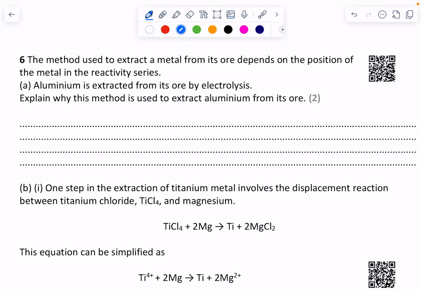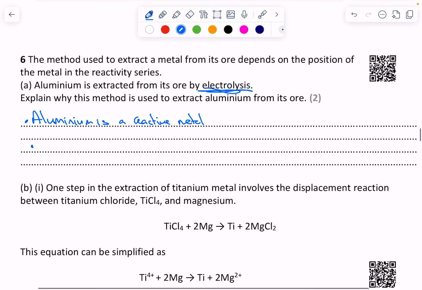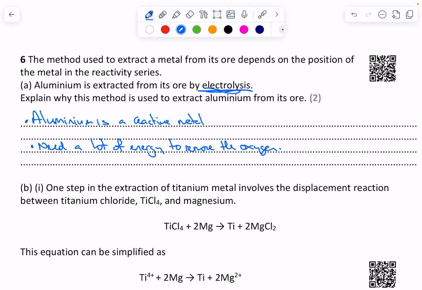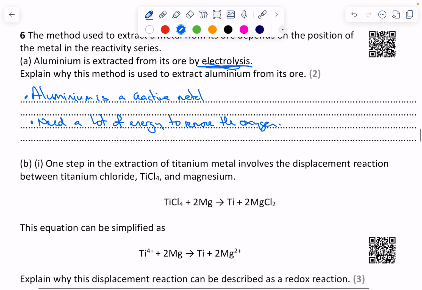If we're going to get aluminium from its ore, we have to use electrolysis. The reason why is because aluminium is a reactive metal, and therefore we use electrolysis because we need a lot of energy to remove the oxygen. 1 mark for each of those 2 points.